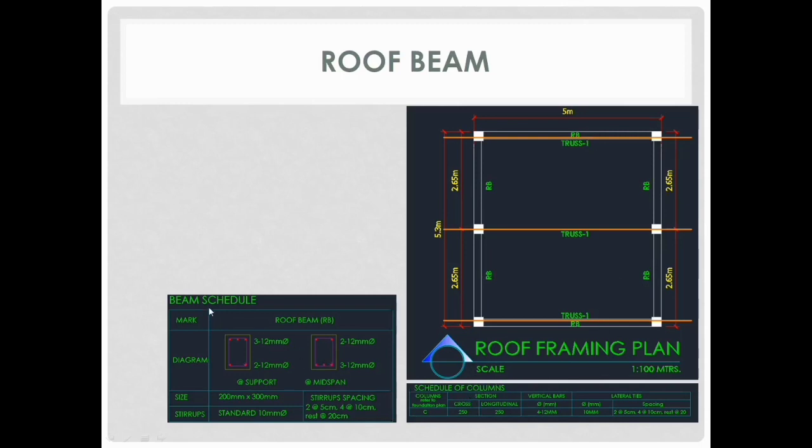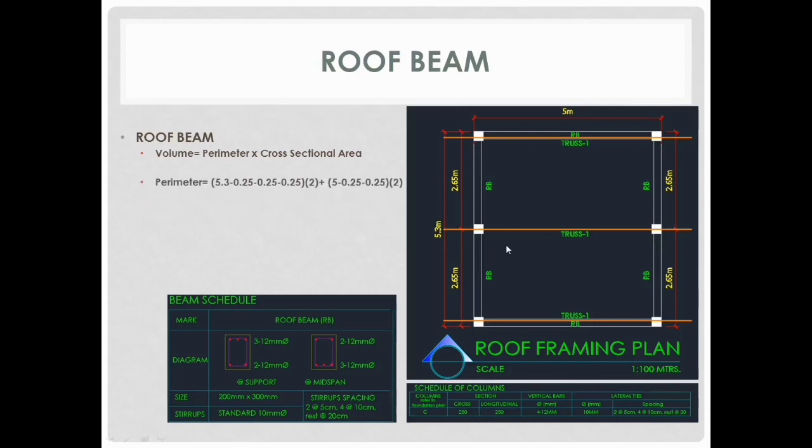So, kailangan din natin yung beam schedule. Ano ba yung size ng beam natin? So, dito is 200 mm by 300 mm. And schedule of columns, kailangan din natin yan. So, papakita ko sa inyo kung bakit. So, compute natin. So, roof beam, ito yung pag-compute ng volume, perimeter multiply by cross-sectional area.